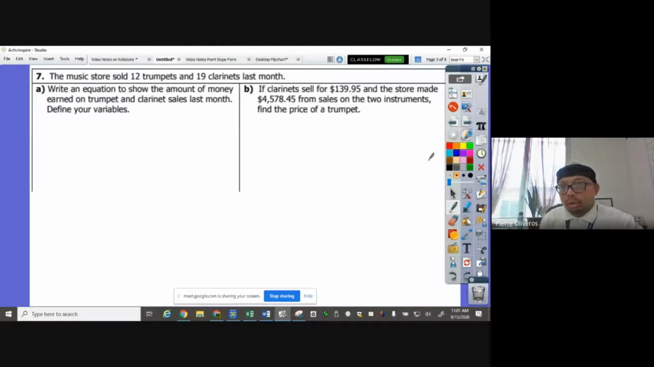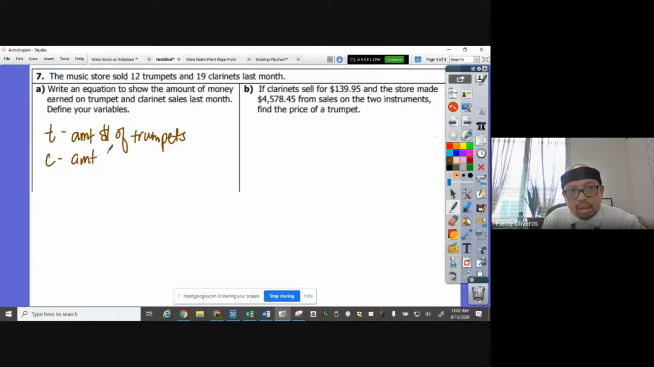All right. So the music store sold 12 trumpets and 19 clarinets last month. Let's say here, A: write an equation to show the amount of money earned on trumpet and clarinet sales last month. Define your variables. So let's start first with T is the price of trumpets, and C is the price of clarinets.